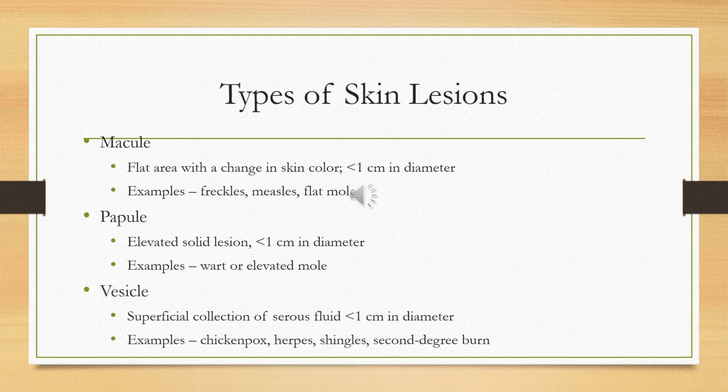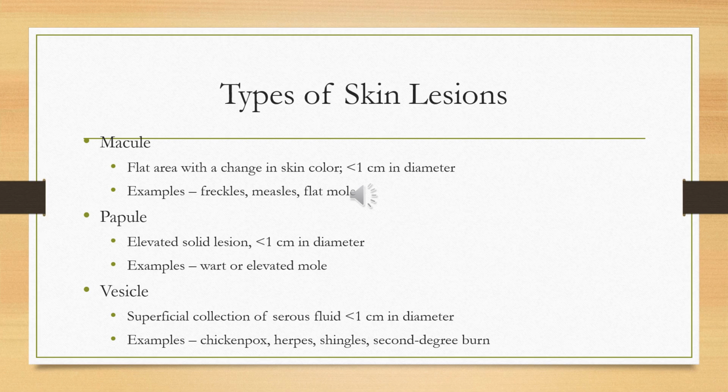All right, so you're gonna run across different types of skin lesions. You got macules, papules, vesicles. So when we talk about macules, those are flat. It's a flat area with altered skin color, usually less than 1 centimeter. So that would be like your freckles, your measles, a flat mole, or something like that. Papules are going to be raised, solid area, also generally less than 1 centimeter. So examples of that would be like a wart or an elevated mole or something like that.